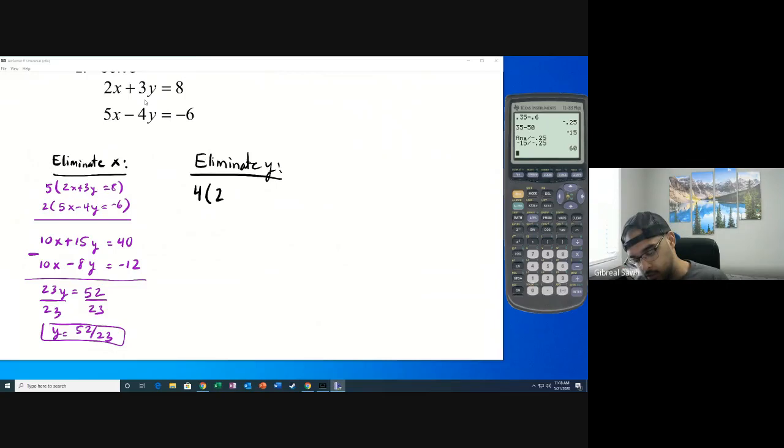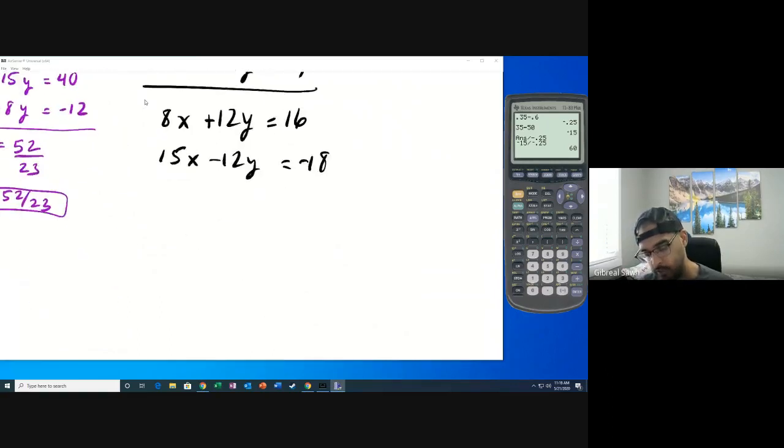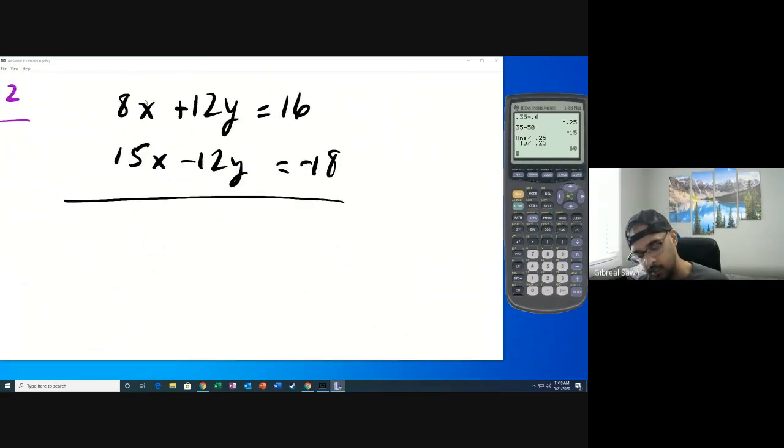So that's 2x plus 3y equals 8. And then 3 is what we're going to multiply the other one by. So 5x minus 4y equals negative 6. That means that one changes into 8x plus 12y equals 16, and 15x minus 12y equals negative 18. Now this time, if we look at those y's, the signs are different, so this time we're going to add. So 23x is equal to 16 plus negative 18, negative 2.